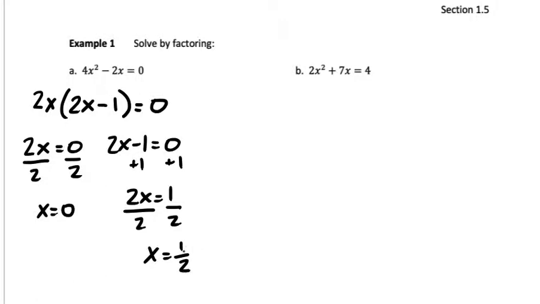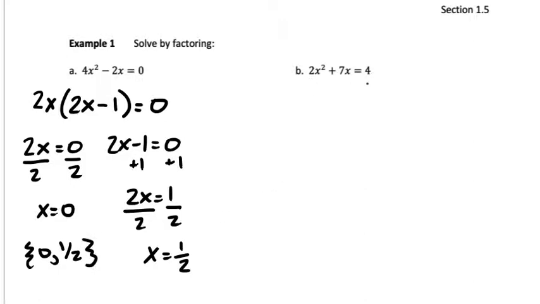In MyLab Math, they're going to want you to enter this as a fraction, so don't divide it to get 0.5, just enter 1/2. So my answers are 0 and 1/2. So in the squiggly bracket, that's what I would type, 0, 1/2.